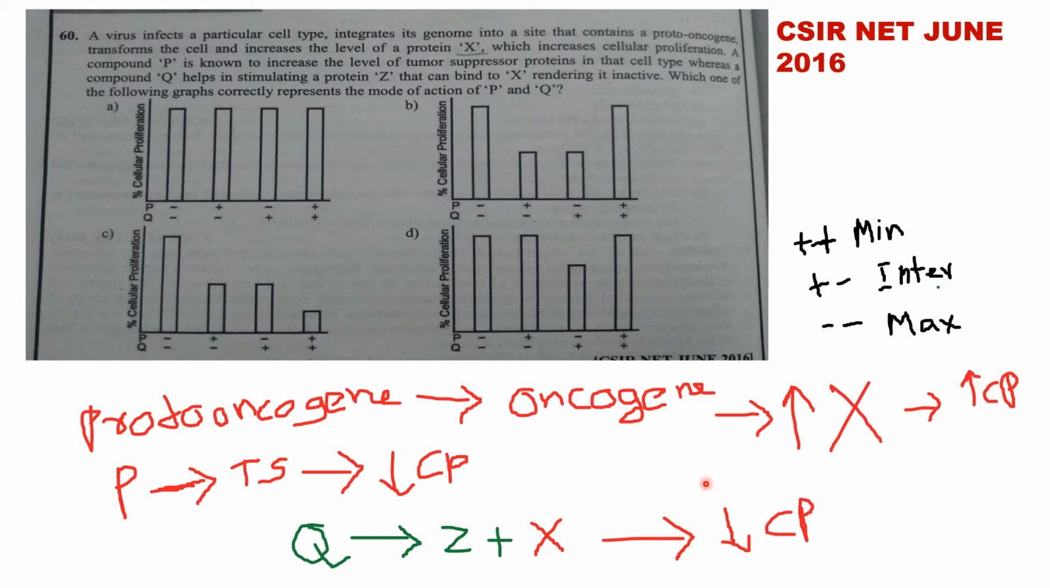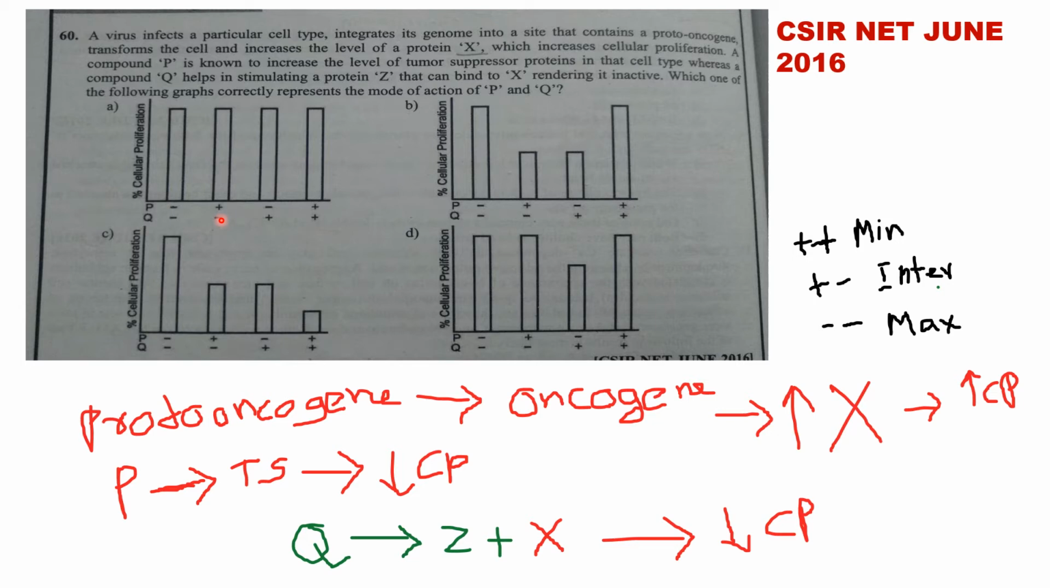Okay, so we can conclude that P and Q will decrease cell proliferation. If P and Q both present, it means minimal cell proliferation, and if P and Q are absent, it means maximum cell proliferation. If only one is present, it means 50% cell proliferation, or less cell proliferation.